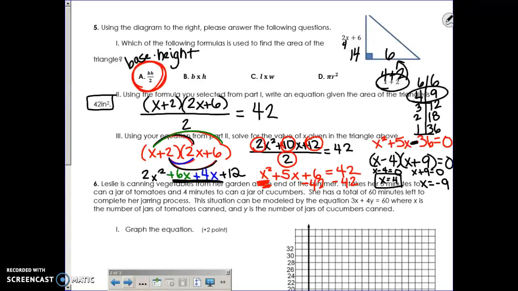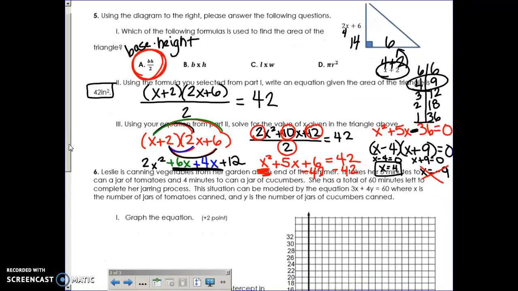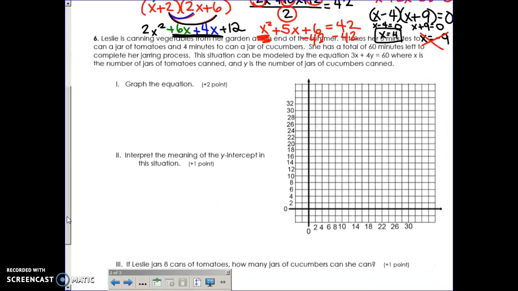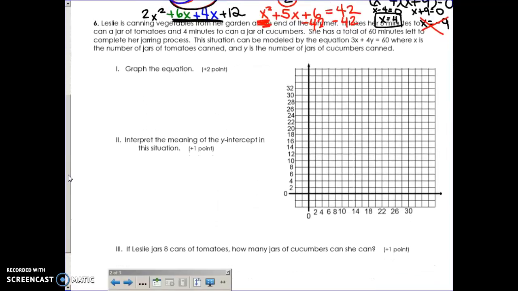Okay, now what if I plug in negative 9? Negative 9 plus 2 gets me negative 7. Do we use negatives for side lengths? No, we don't. So automatically negative 9 does not work as an option. Got to cross that one out. And yes, you do have to go and pick which one is right on your test, otherwise you won't get full credit. All right, last one for this chunk of the test.